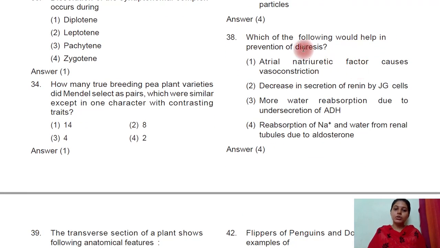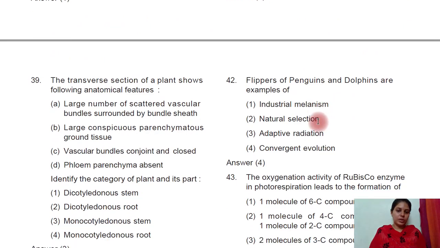Next question, which of the following would help in prevention of diuresis? So diuresis is where there is extra urine formation. People with diuresis keep going to the washroom more often. So which of the following will help to prevent it? So prevention they are asking. So only when sodium and water are reabsorbed from the renal tubules due to aldosterone. So due to aldosterone, the sodium also has to be reabsorbed along with water. So only then diuresis can be cured. Next question.